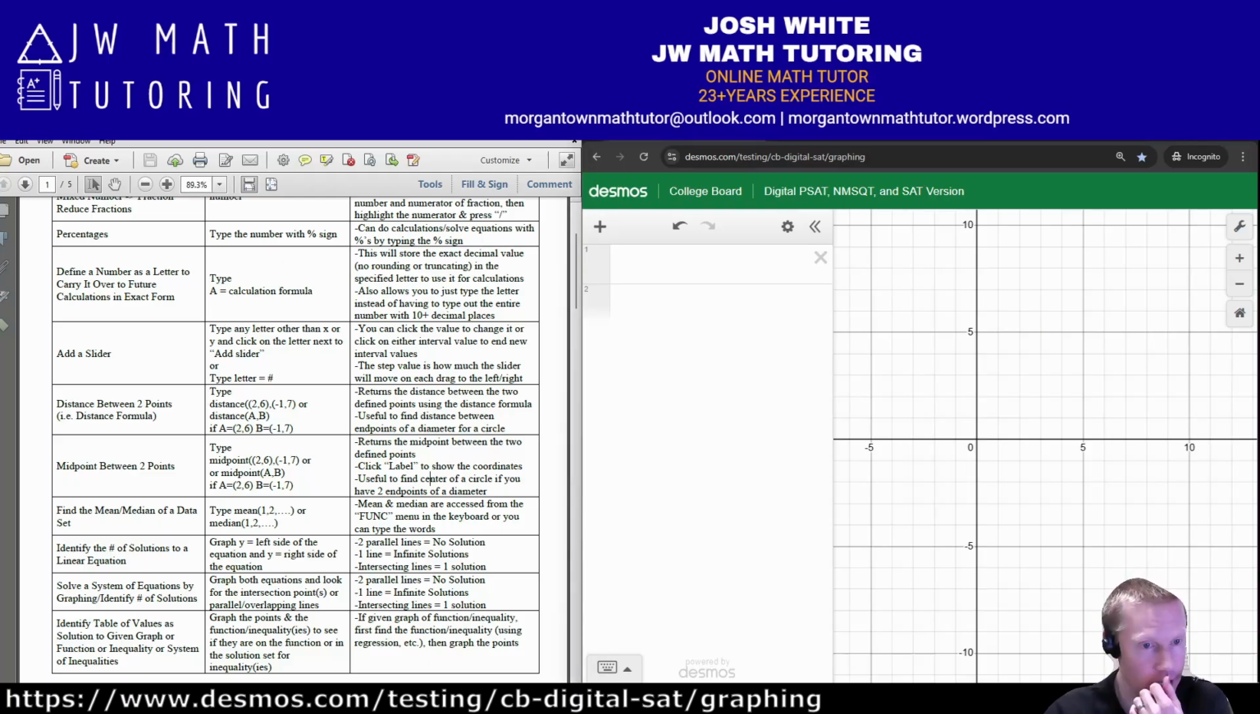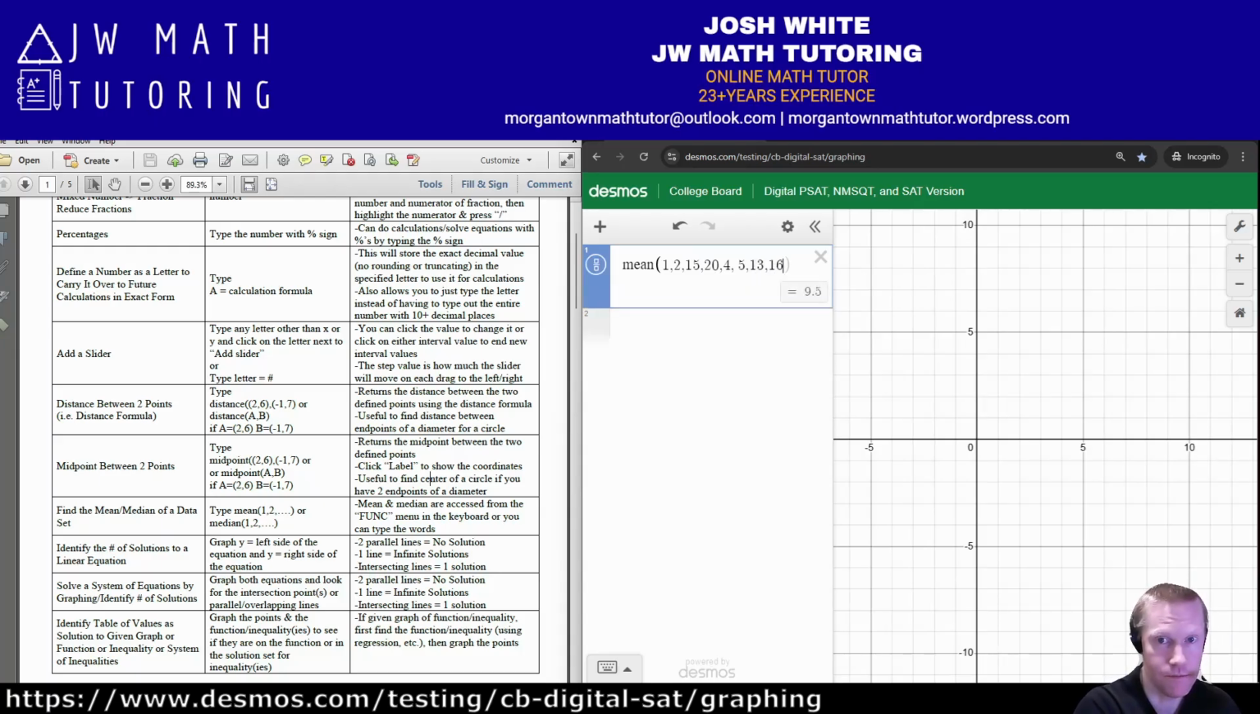All right, next topic we're moving on to is finding the mean and median of a set of data. So the mean is of course the arithmetic average, basically just adding up all the numbers and then dividing by how many numbers there are. And you can just type mean and then list all the numbers in parentheses. They do not have to be in any type of order.